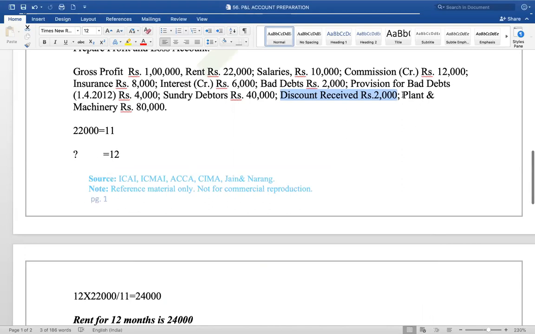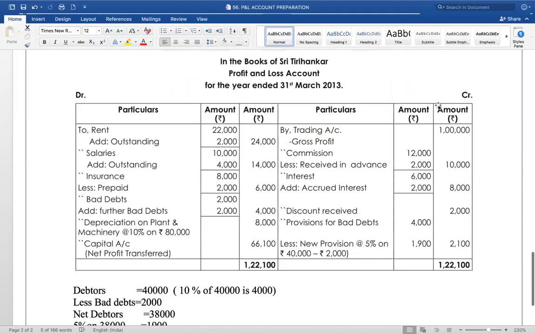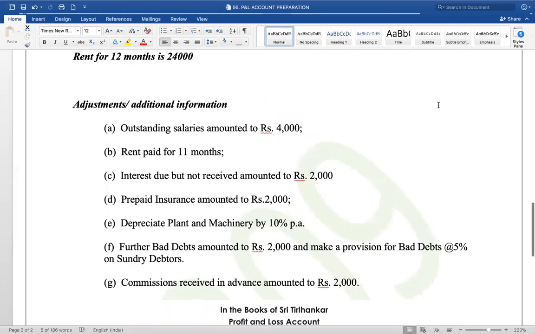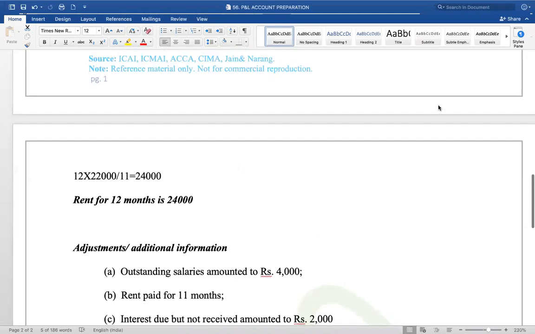Fine. Plant and machinery, 80,000. Okay. Where do we take plant and machinery? Is it on debit or credit side? Balance sheet, sir. We neither take it on debit or credit side. Okay, we take it in the balance sheet, but we take a depreciation of plant and machinery.